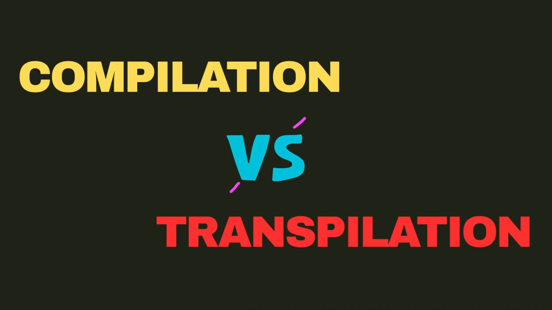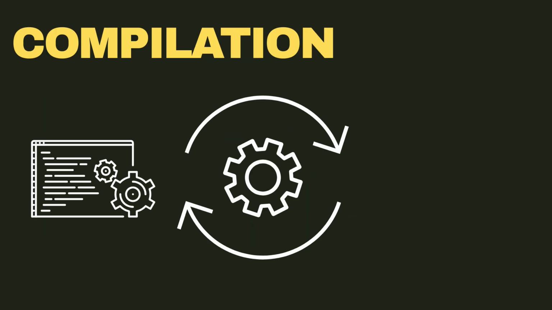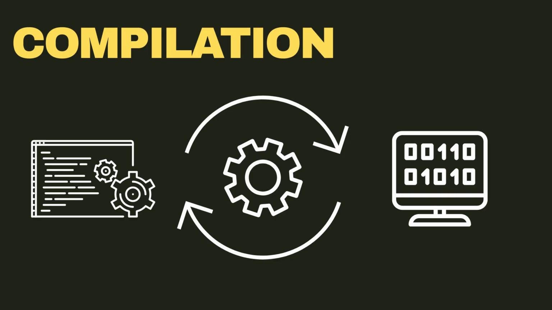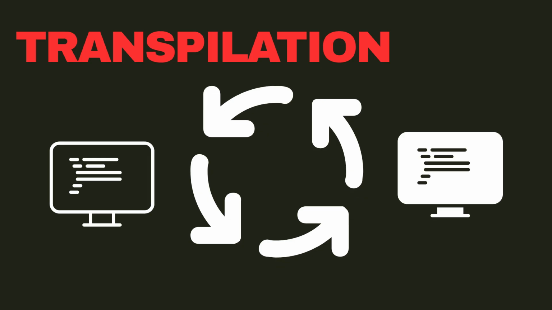Let's look at compilation versus transpilation. The difference between compilation and transpilation is about what kind of code you're converting to. Compilation is the process of translating source code written in a programming language into machine code, bytecode, or another low-level language that can be executed by a computer. Transpilation, which is source-to-source compilation, is the process of translating source code from one high-level language to another high-level language at the same abstraction level.